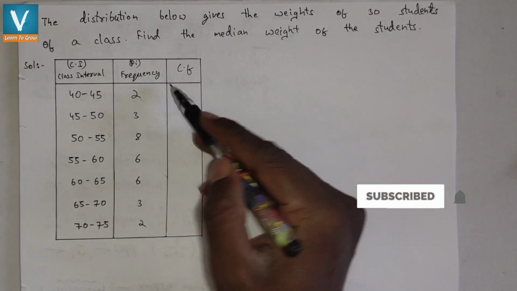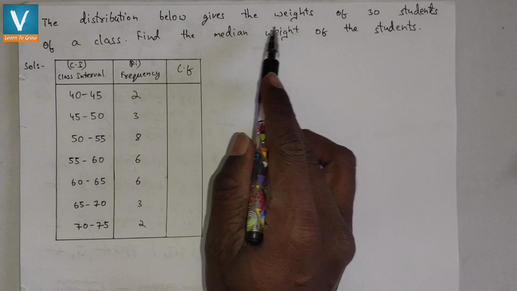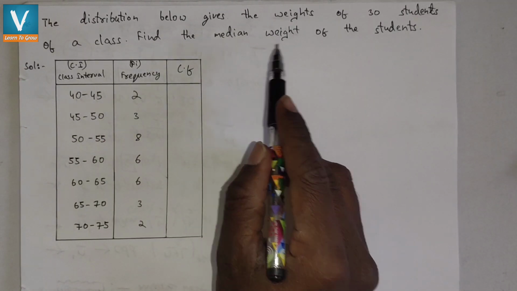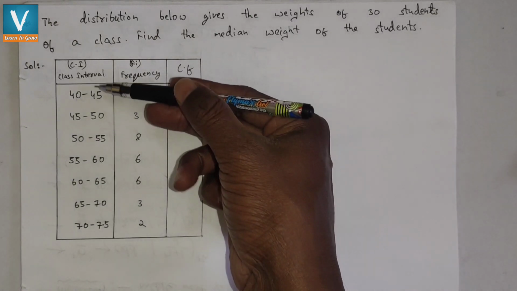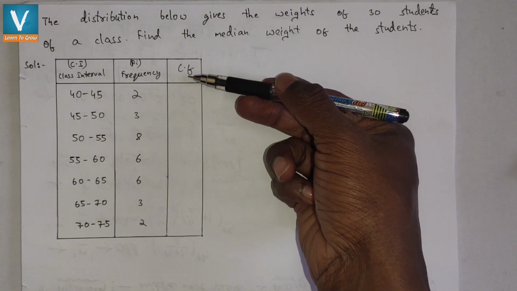Second one is the direct one. The question is: the distribution below gives the weights of 30 students of a class. Find the median weight of the students. So, class intervals and frequency. The first thing we have to find is the CF.